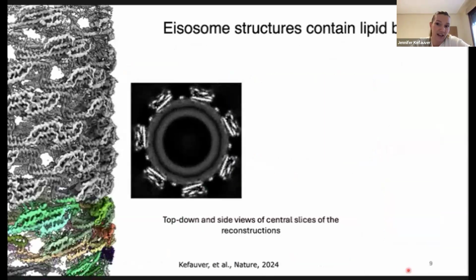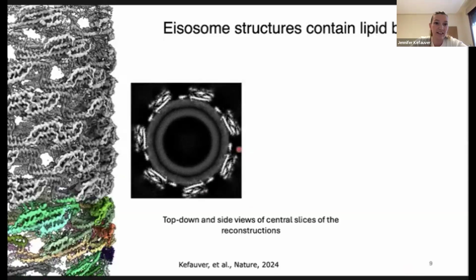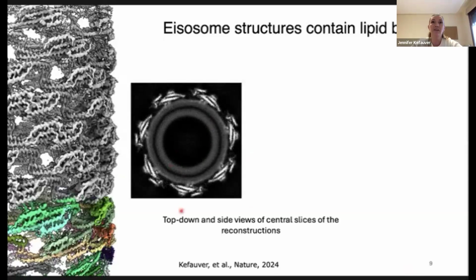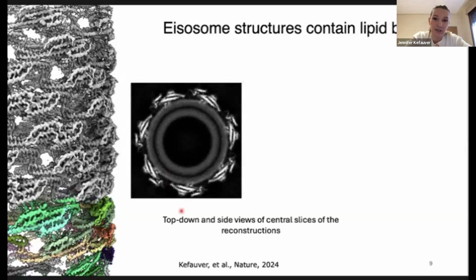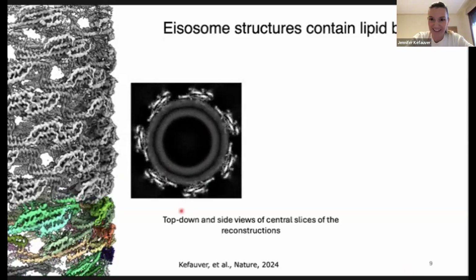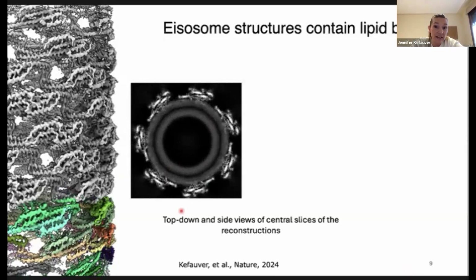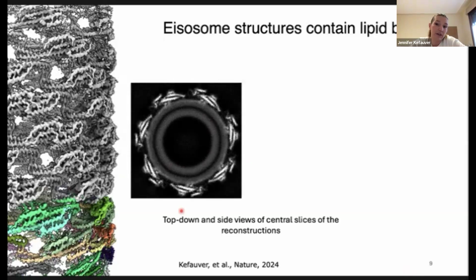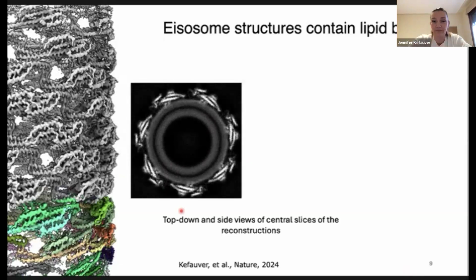Now, within the protein scaffold, we saw something very interesting. We could see this lipid bilayer inside our tubule. So because these filaments were extracted using a relatively low detergent buffer, which was another happy accident, we believe that these eisosomes retain the native plasma membrane that was associated with them in vivo.